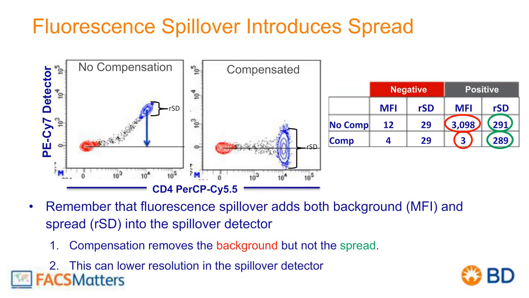And what you can see, as we talked about last time, is that compensation removes the background in the PE-Cy7 detector, but it does not remove the spread that is there. And it is this spread that will cause lower resolution in the spillover detector. So when I talk about the spillover detector in this example, that would be the PE-Cy7 detector.